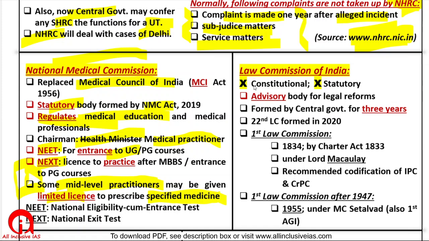Law Commission of India is neither a constitutional body nor a statutory body. It is an advisory body for legal reforms in India. It is formed by the central government for 3 years. The latest one is the 22nd Law Commission. It was formed in 2020. The first Law Commission was formed in 1834 by the Charter Act of 1833 under Lord Macaulay. As I told you earlier, it recommended the codification of IPC and CrPC. However, they were codified much later. In independent India, the first Law Commission was made in 1955 under MC Setalvad, who was also the first Attorney General of India.